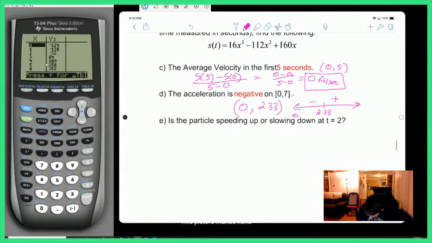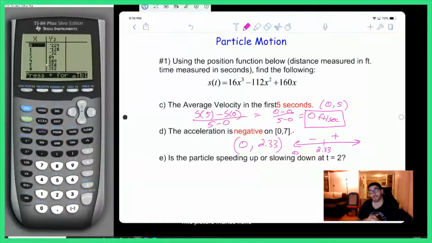Okay. Last question, is the particle speeding up or slowing down at t equals 2? All right, a wonderful question. There are a couple of ways to answer it, and I'd like to look at it a couple of different ways. First of all, like we talked about in class, a particle speeds up when its velocity and acceleration are working together, meaning they're both positive or they're both negative. And a particle slows down when they are opposing each other. So one is positive while the other is negative, and as a result, they work against each other.